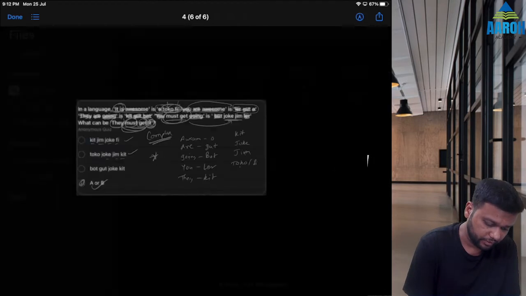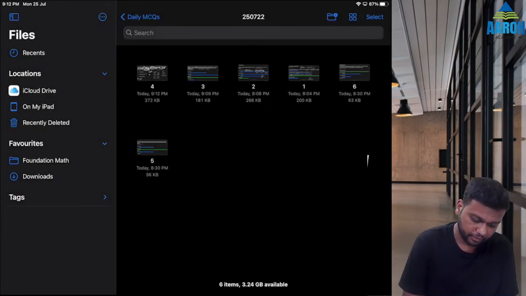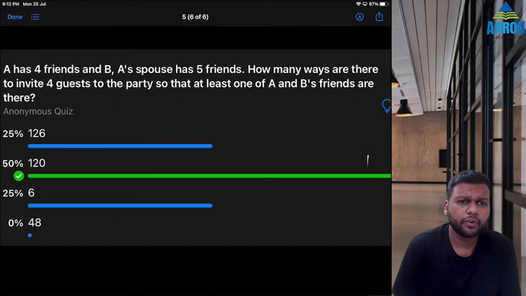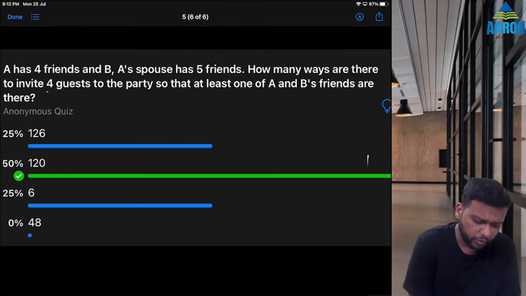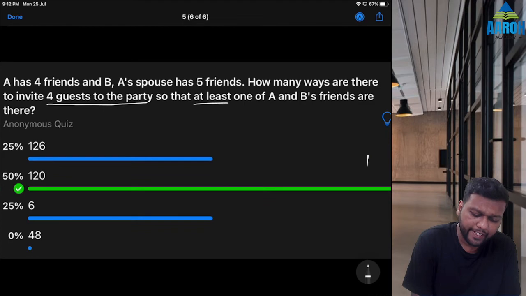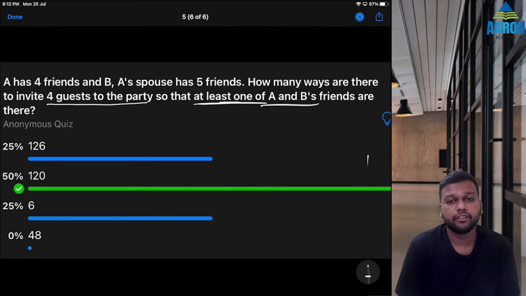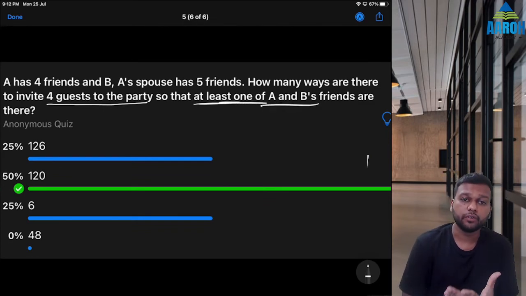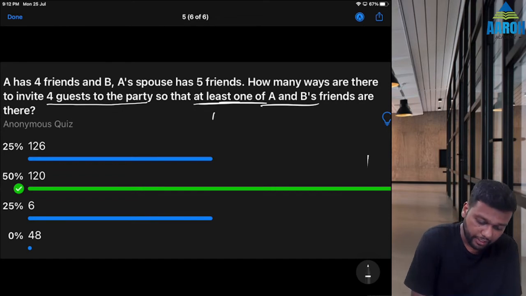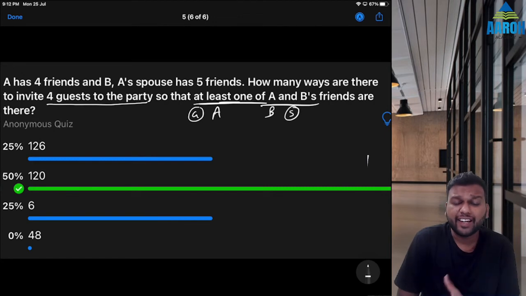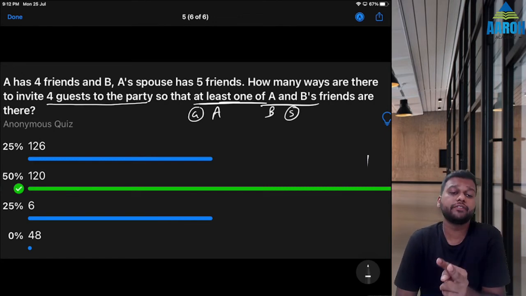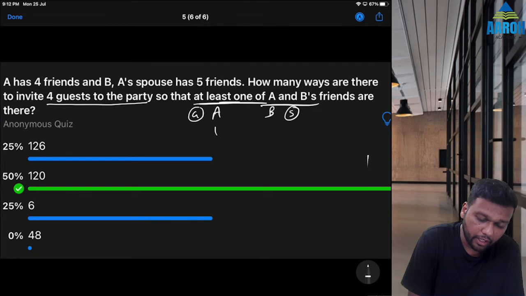Okay. Next. Fifth. A has 4 friends and B, a spouse, has 5 friends. How many ways are there to invite 4 guests to the party so that at least one of A and B's friends are there? At least one of them. So there are 2 ways to do this. A, B. A has 4 friends, B has 5 friends. At least one of them, that means what combinations we have? 4 guests, right? So 1 of A, 3 of B, 2, 2 and 3, 1.